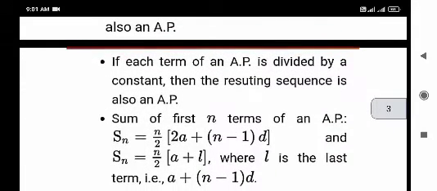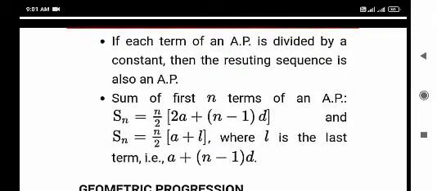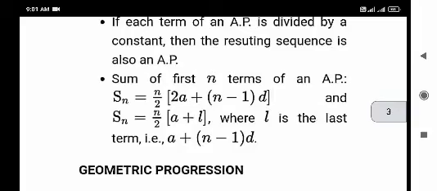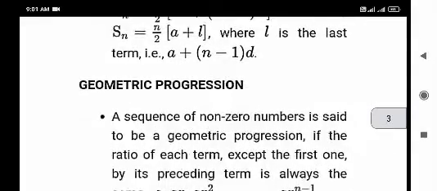Next, the sum of the sequence is n by 2 into (2a plus (n minus 1) into d). We can also write the sum formula as n by 2 into (a plus l), where l is equal to a plus (n minus 1) into d. We know that. Geometric progression.